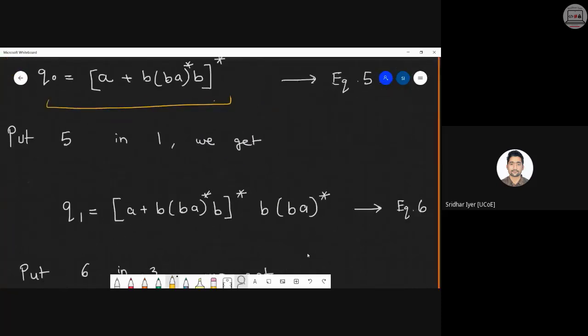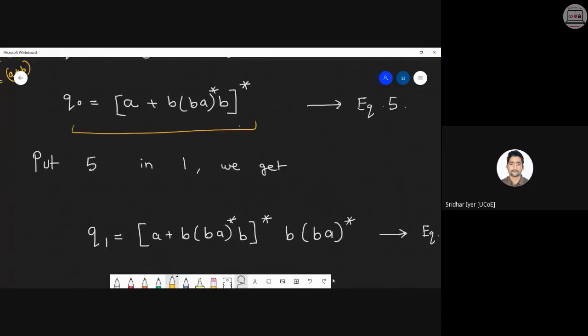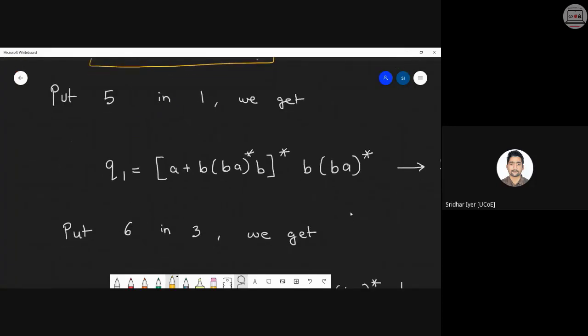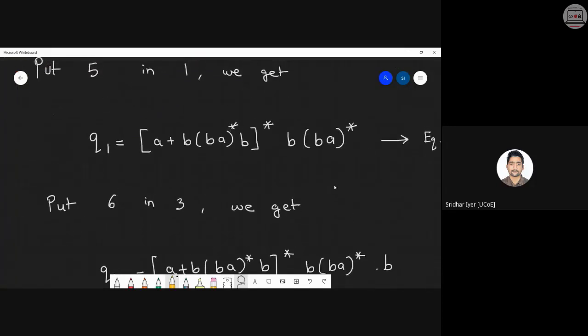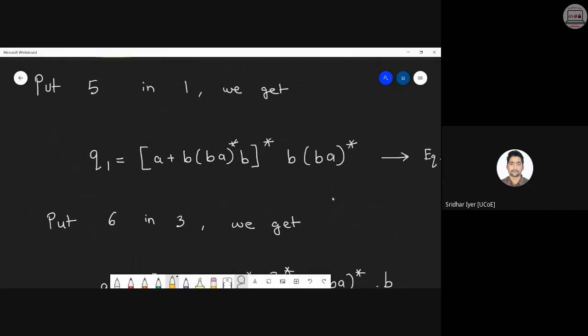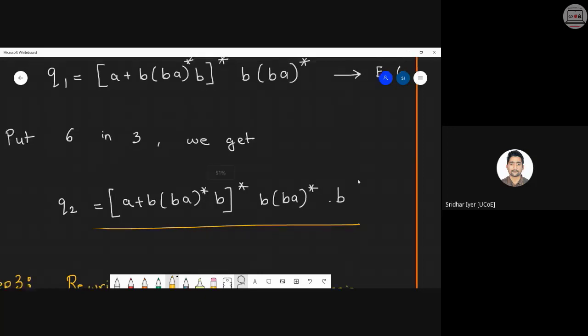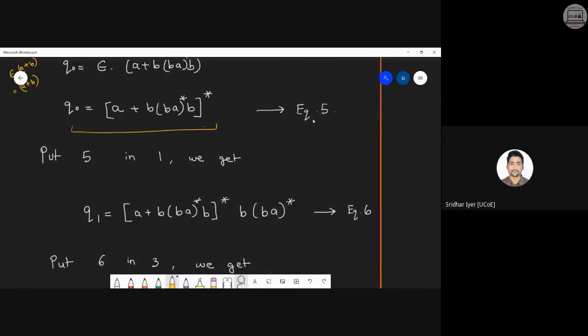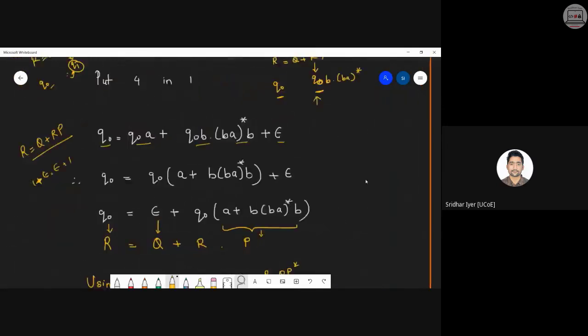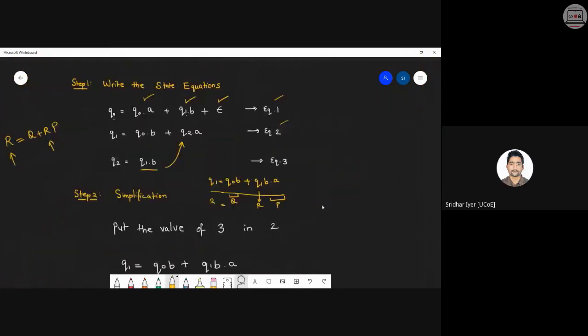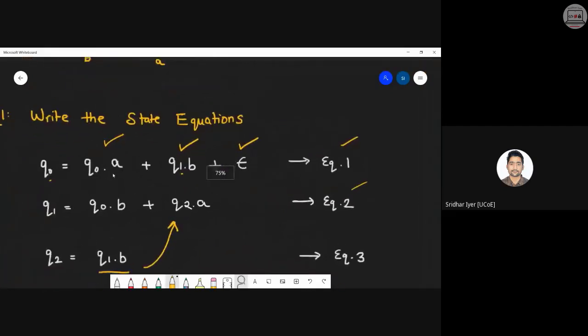You can solve it in different ways. Over here I have put 5 in 1, whatever. I gave you different options. You can put 5 in 1, you can put 5 in 3, whatever. So finally, you have to solve it for Q2. At the end, you will get Q2, right? So what I have done, I will show you. I have put this equation 5 in 1. Equation number 1. What is equation number 1? This is equation number 1.